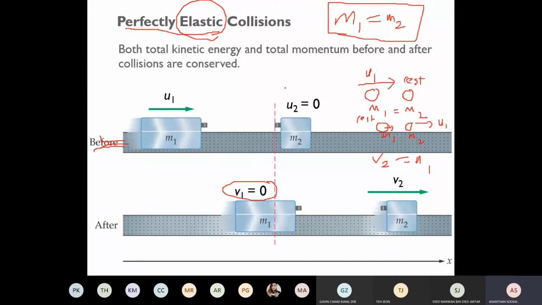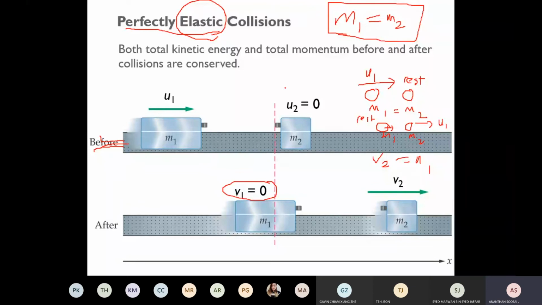I think 99.9999% of collisions are inelastic. Why? Kinetic energy is not conserved. In any type of collision we observe on a daily basis, kinetic energy is not conserved. When a car collides with another car, some kinetic energy is lost. What happens to the lost kinetic energy? It tends to become heat and sound.